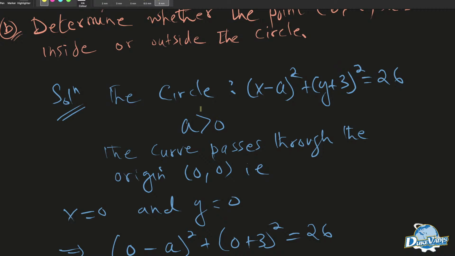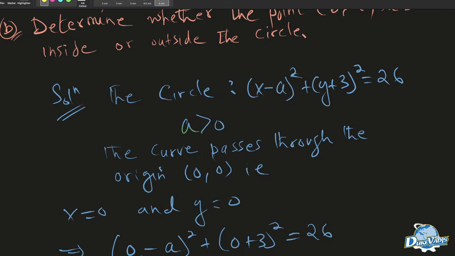And the question says a is a positive value, so that means greater than 0. Guys, the curve passes through the origin. It means x is equal to 0 and y is equal to 0. So all we have to do is put these values into this equation. So now x is 0 and y is 0.